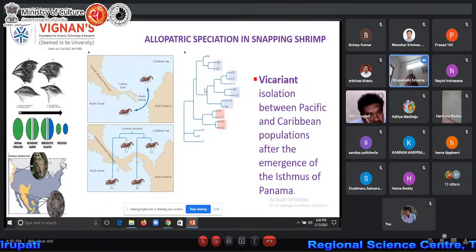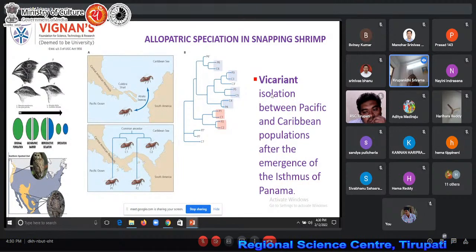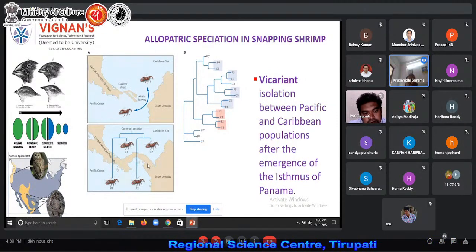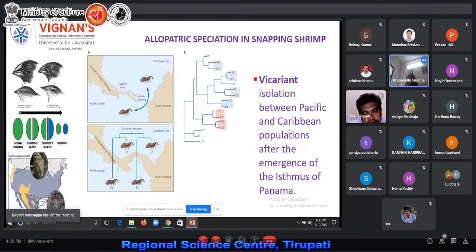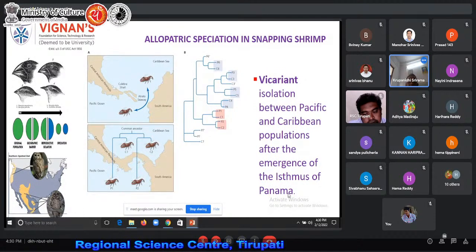Okay. So after having done this phylogenetic tree, let us see the vicariant. Vicariant means a mechanical isolation. A mechanical barrier has come, and through this barrier the species have been totally isolated. So there is isolation between Pacific and Caribbean populations after the emergence of the Isthmus. Their phylogenetic trees have been identified.